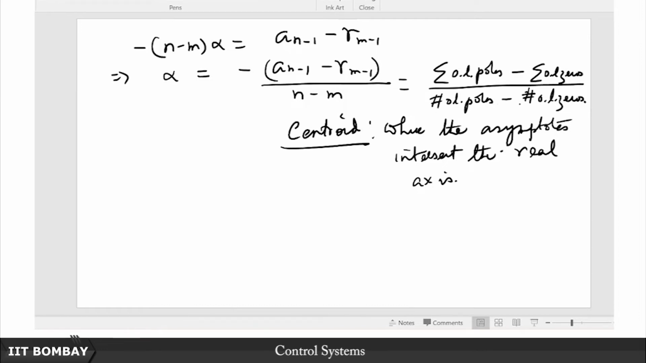and this only makes sense when this difference n minus m is not equal to 1. Because if it is equal to 1, it really doesn't make any sense. We already know that the asymptote goes to infinity along the negative real axis, as we've explained so far.